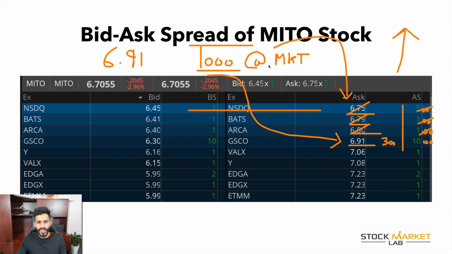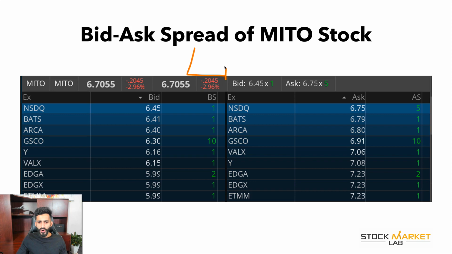So that's one thing. When you see a high spread, always use a limit order. If you want to trade this, use a limit order. That's number one. If you see a stock, an option, anything with a high spread, do not use a market order. Use a limit order, guys. Make sure you execute on a limit order.